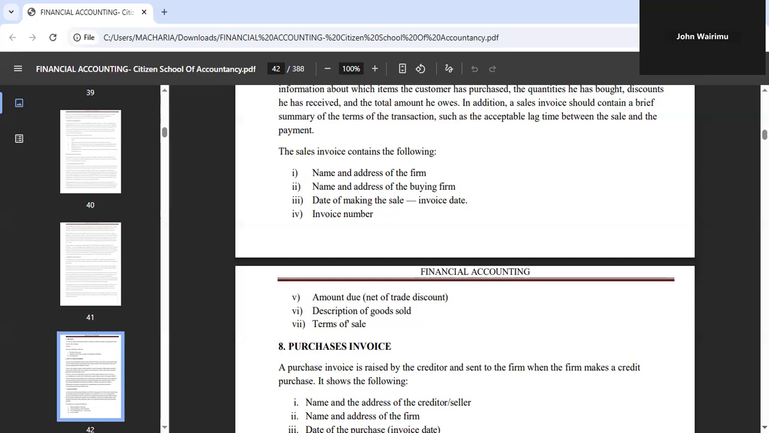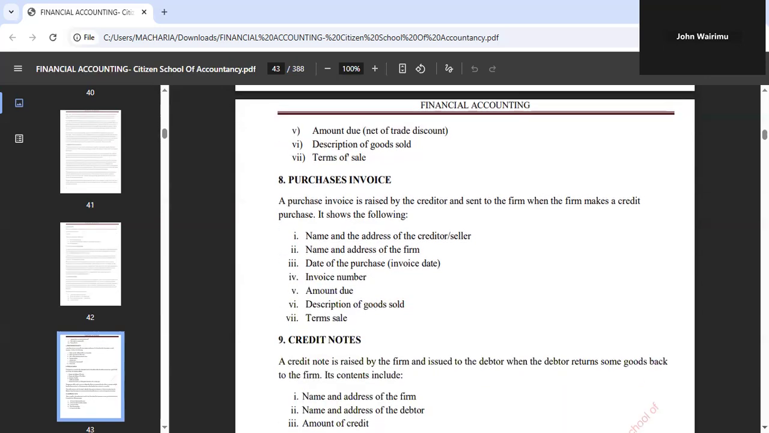Now, when you're selling, you issue a sale invoice. When you're purchasing, you get a purchase invoice. A purchase invoice is raised by the creditor and sent to the firm when the firm makes a credit purchase.